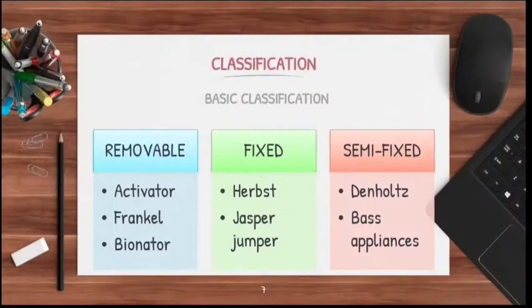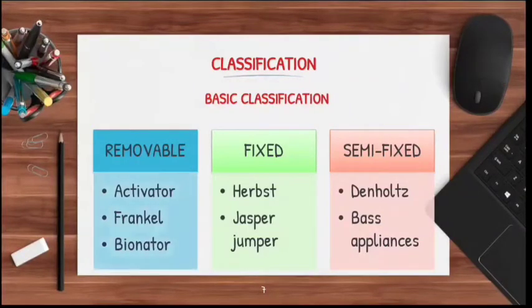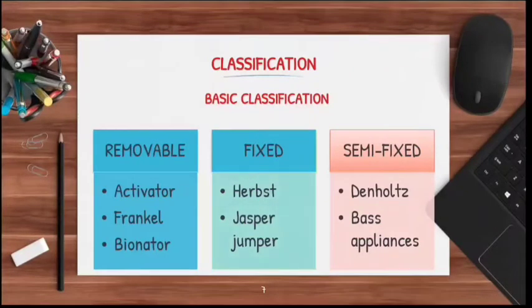Now coming to the classification, this is the basic classification, which is classified into removable, fixed and semi-fixed. Removable appliances can be removed and inserted into the mouth by the patient. Examples are activator, Frankel and bionator. Fixed appliances are fitted into the patient's mouth by the orthodontist and cannot be removed by the patient. Examples are Herbst appliance and Jasper jumper. Semi-fixed: certain components of the appliance are fixed. Examples are Denholz and Bass appliances.